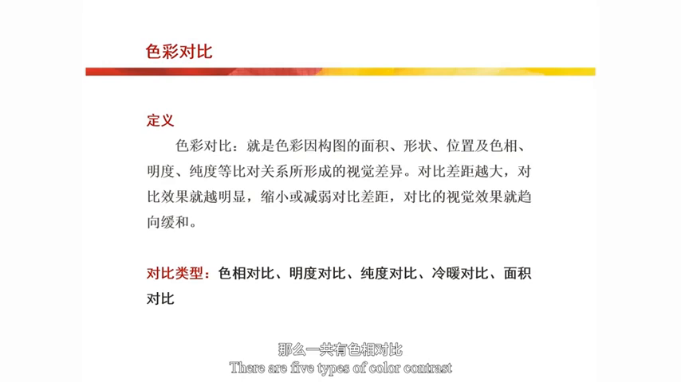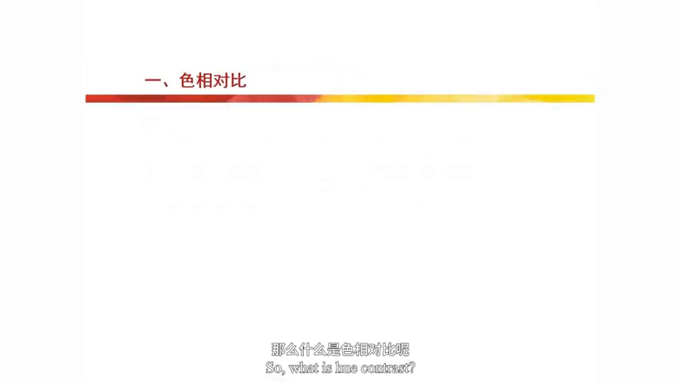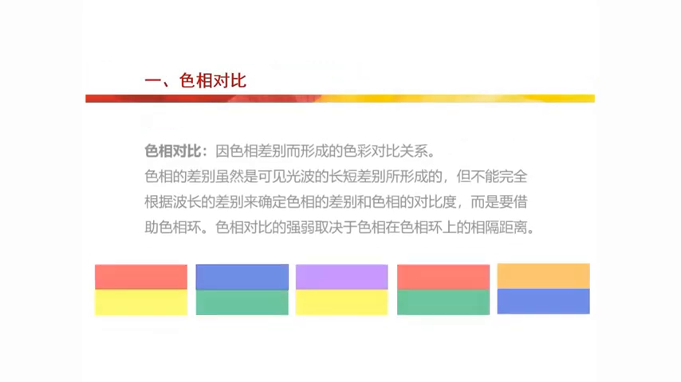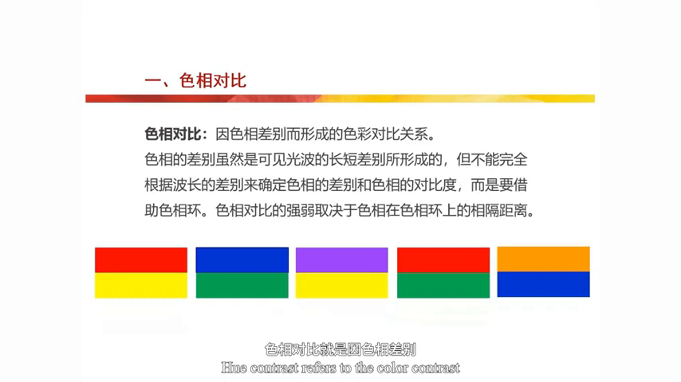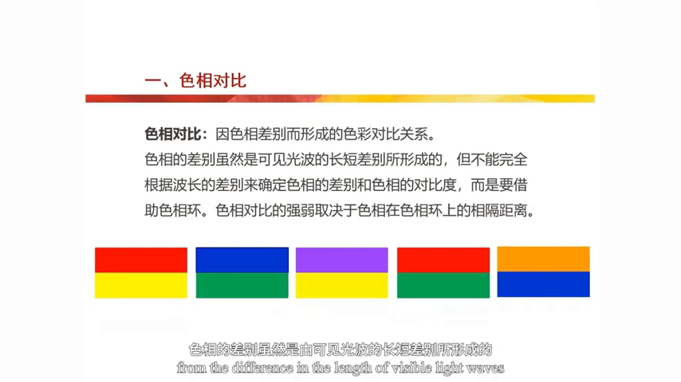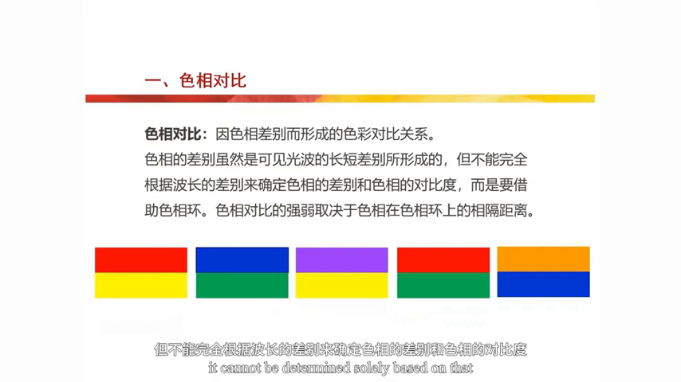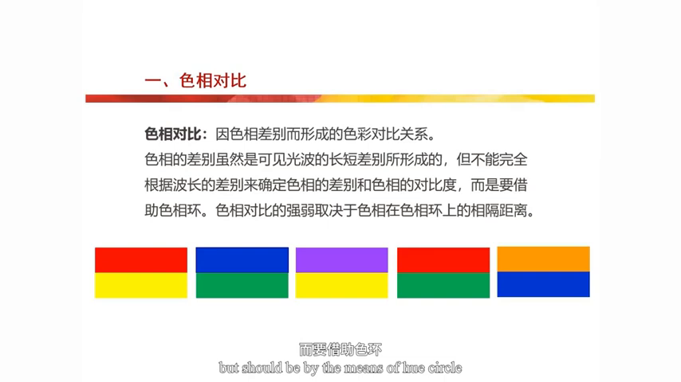There are 5 types of color contrast: hue contrast, brightness contrast, purity contrast, temperature contrast, and area contrast. So what is hue contrast? Hue contrast refers to the color contrast formed by the difference in hue. Although hue contrast results from the difference in the length of visible light waves, it cannot be determined solely based on that, but should be determined by means of the hue circle.